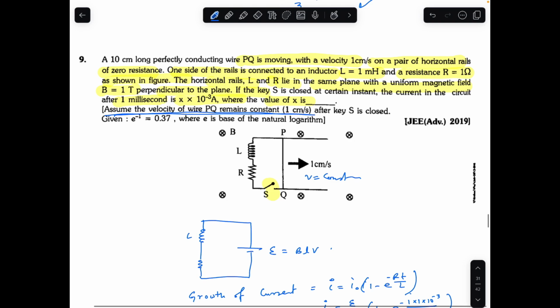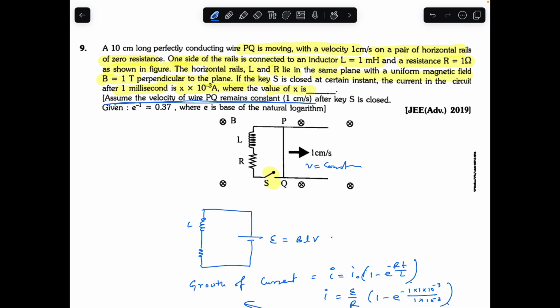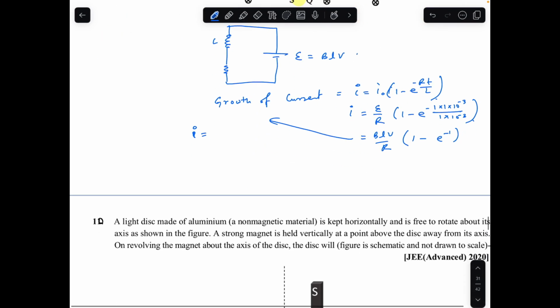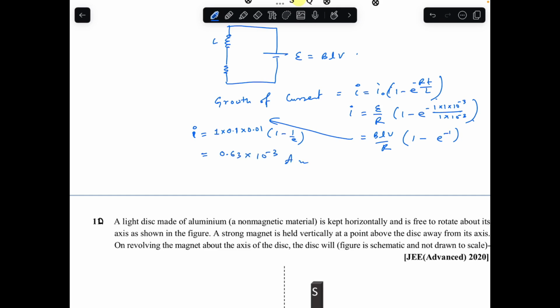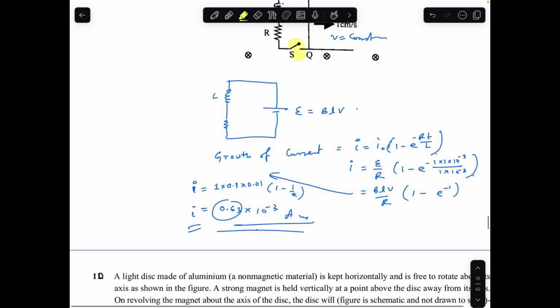BLV. 10 centimeter, B is 1 and V is again 1 centimeter per second. Okay. B is 1, length is 0.1 and 0.01, right? 1 minus 1 by e, you know that this is 0.63. So 0.63 into 10 to the power minus 3 is the answer. So the answer is 0.63. Correct. Okay.